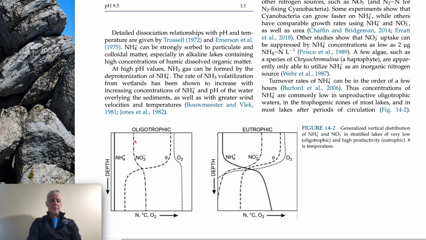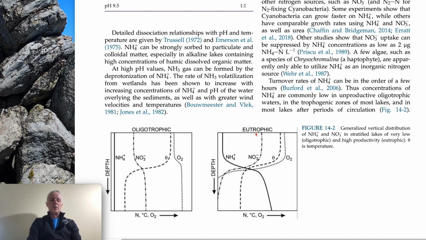For the oligotrophic lake, the ammonium concentration remains constant and low. The nitrate concentration increases, probably in the metalimnion or possibly in the oxycline, because this is where the oxygen changes. The temperature decreases, once again in the area of the metalimnion, which may be concurrent with the area of the oxycline, and then the oxygen concentration increases slightly.